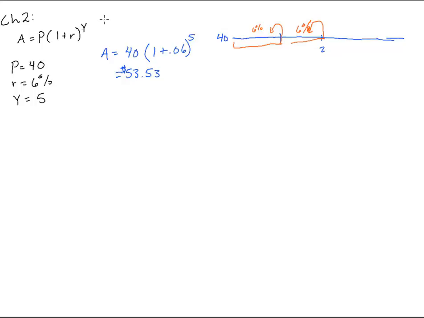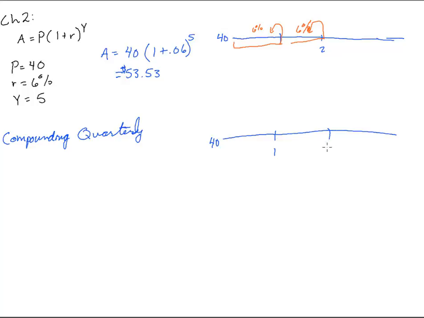Well, most banks will not just compound every year, but they will do it like in a month or in a quarter. So we're going to call this compounding interest. And first we're going to do it quarterly.